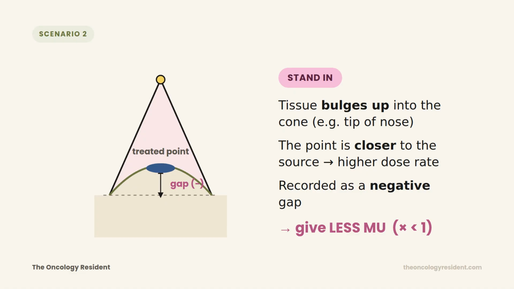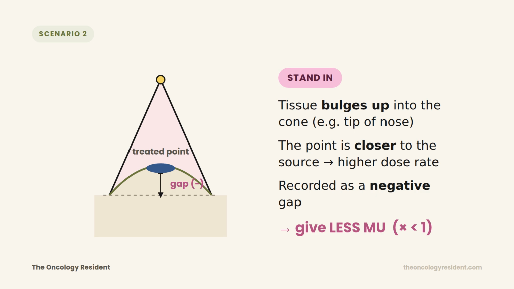Now stand-in. Here the tissue pushes up into the cone. The classic example is treating the tip of the nose. The tip pokes into the applicator, so the point you're treating is now closest to the source, and it gets a higher dose rate. To avoid overdosing it, you give fewer monitor units. Stand-in is recorded as a negative gap, and the factor is less than 1.